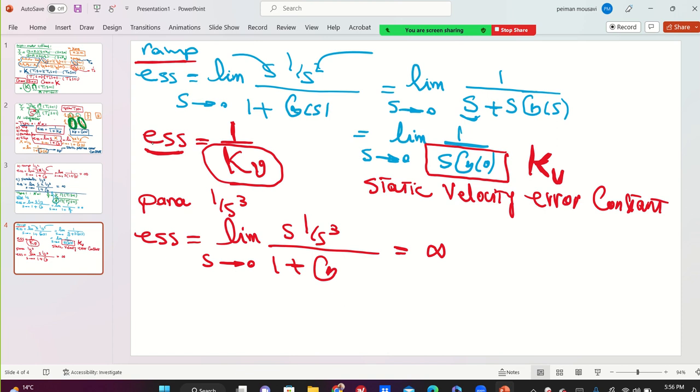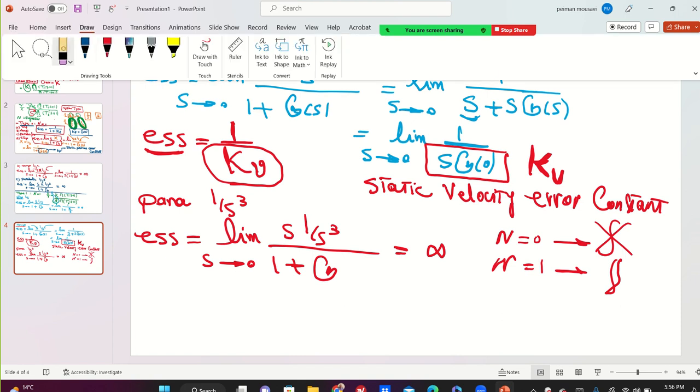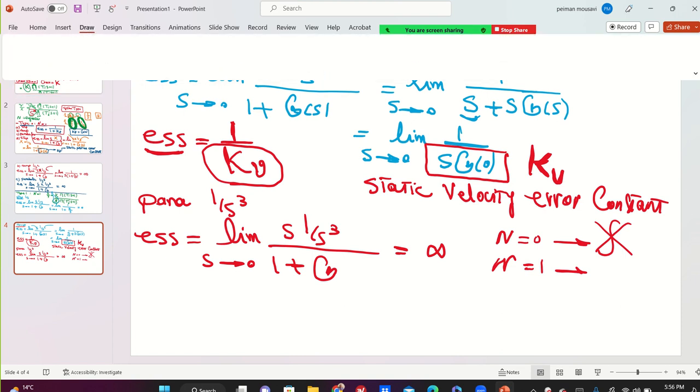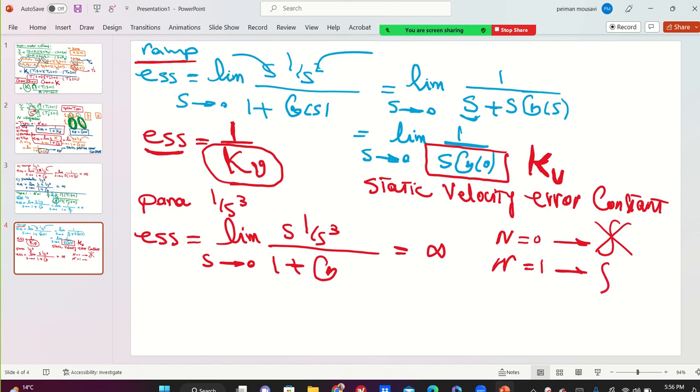So when I said your system is type 0, it means your system has no integrator by itself. When I said the system is type 1, it means it has one integrator by itself, meaning it has 1 over s. Can I go ahead?